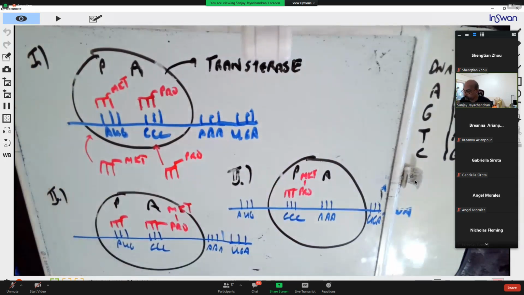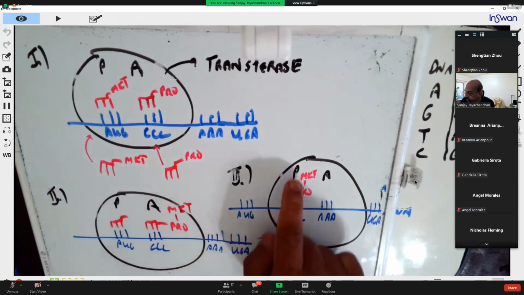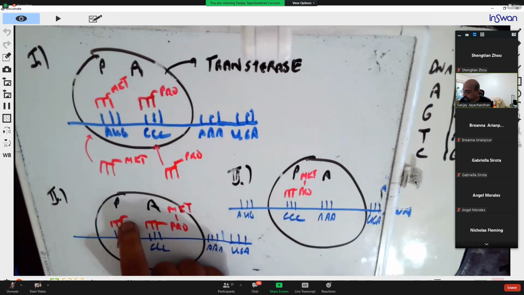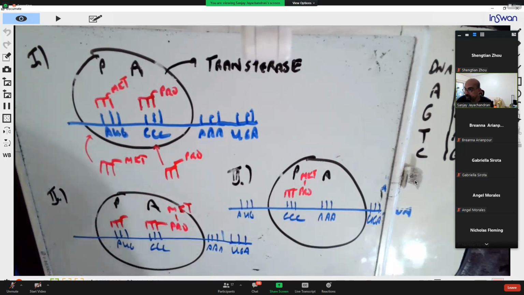Okay, so look what's happened from here to here. Whatever was in the A side is now on the P side. We shifted one over. This empty tRNA gets kicked off. He's going to go pick up another amino acid. So he's kicked off, so there's nothing left on there. This side is now empty.